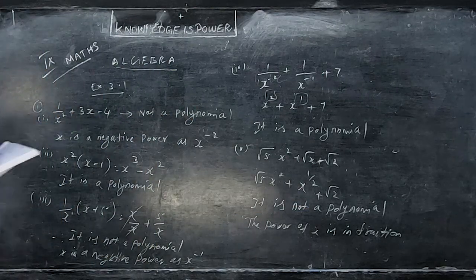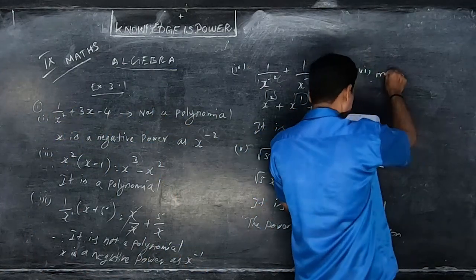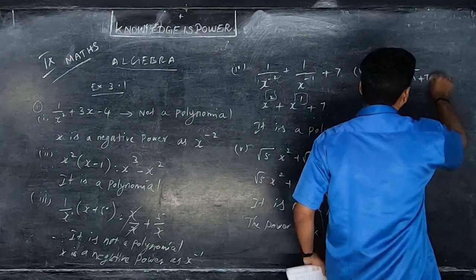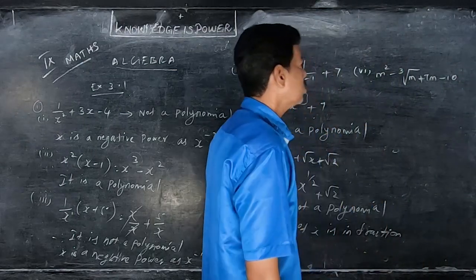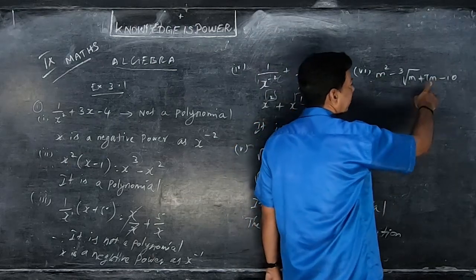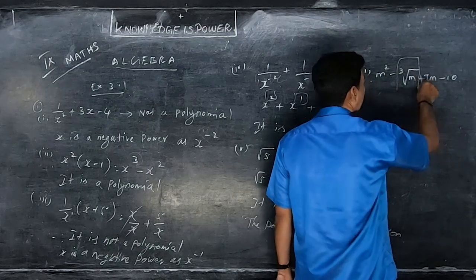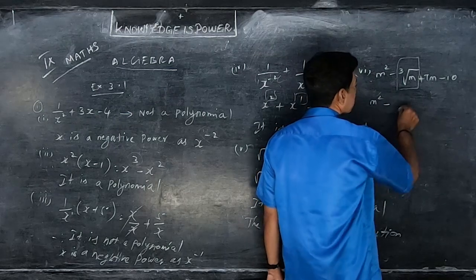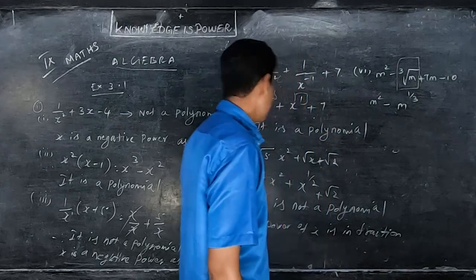Okay, last one, question number 6: m square minus cube root of m plus 7m minus 10. Now we have to tell whether it is a polynomial or not. Here there is m square, and the power is positive. But see how we have to convert the steps: m square minus m to the power of 1 by 3.